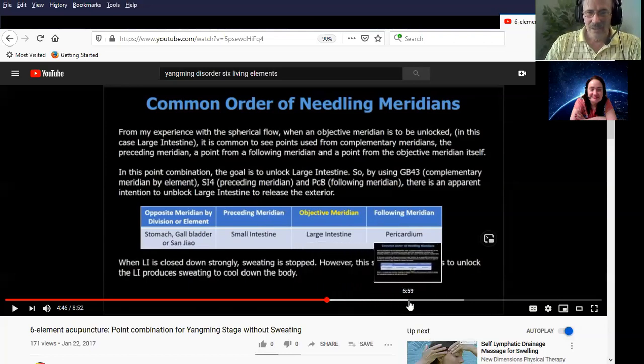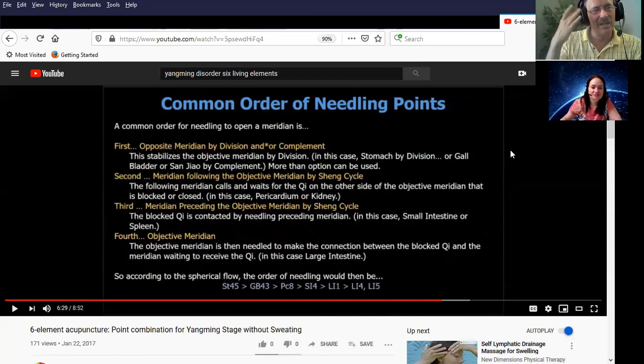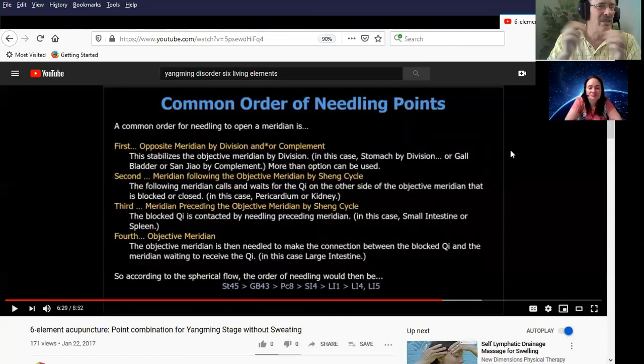Okay, let's continue on. Okay, so we have our points. How are we going to choose which points to needle first? Now that we understand what's going on, we want to get the energy to move through large intestine. How are we going to needle those points? Do we just start with large intestine and then throw in the other meridians? Or is there a particular way to do this that's more effective in unlocking large intestine?